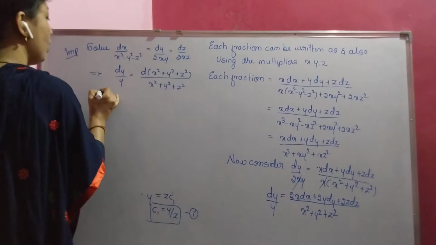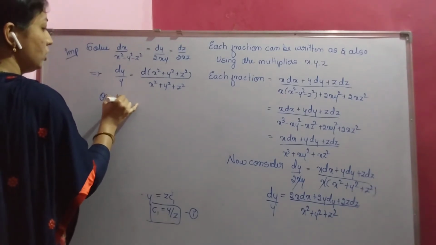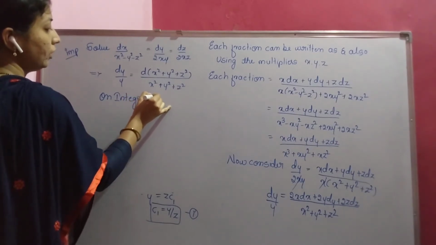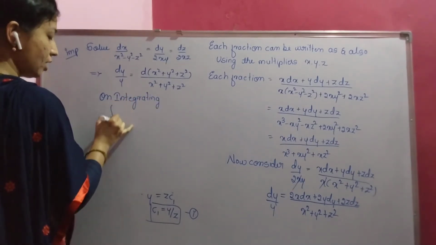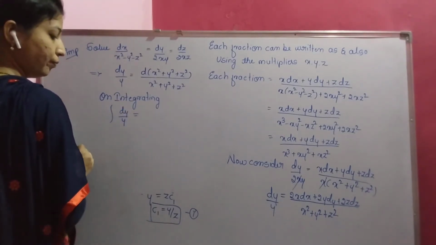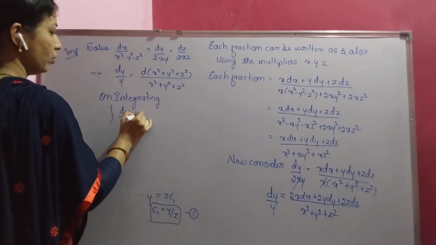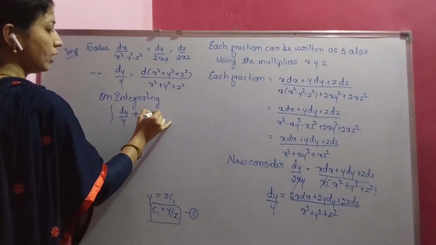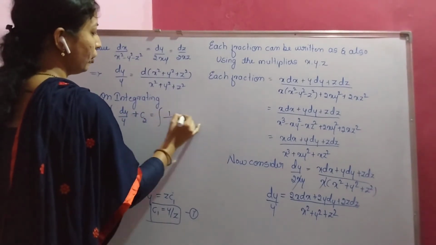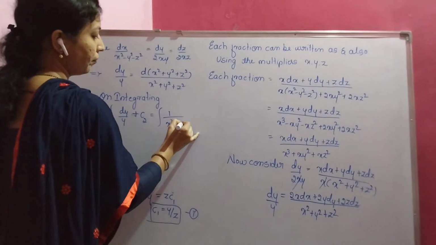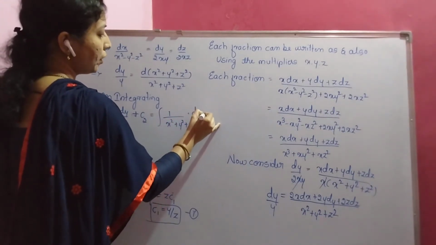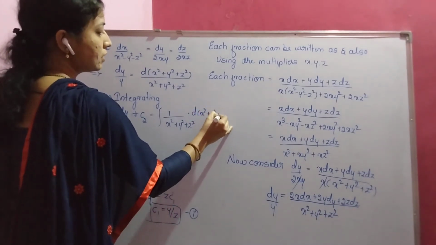So now, on integrating this equation, we get the integration of dy divided by y is equal to, and here only we can write the constant term, the integral constant, that is c2, and it is the integration of 1 upon x square plus y square plus z square into d of x square plus y square plus z square.